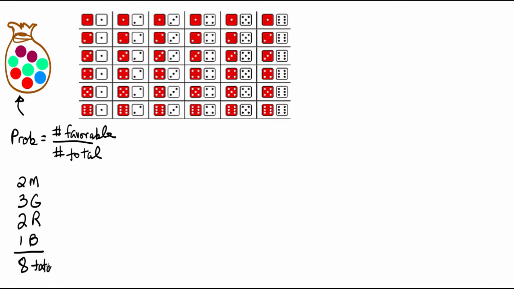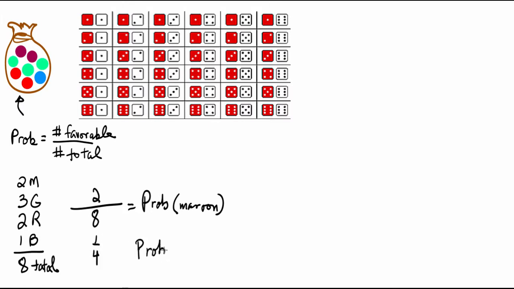Now, if we were going to take one of the balls out, that would give us a number of total possible results being 8. And let's say we were trying to figure out the probability of drawing a maroon ball. Well, since there are 2 maroon balls, there are 2 favorable outcomes. So the probability would be 2 out of 8. That reduces to 1/4.